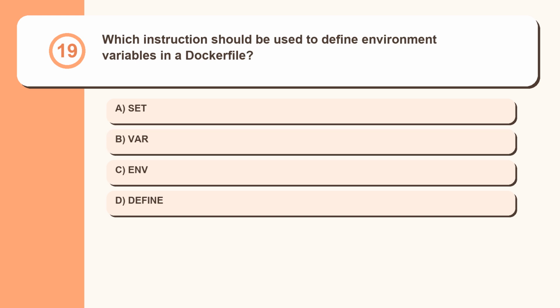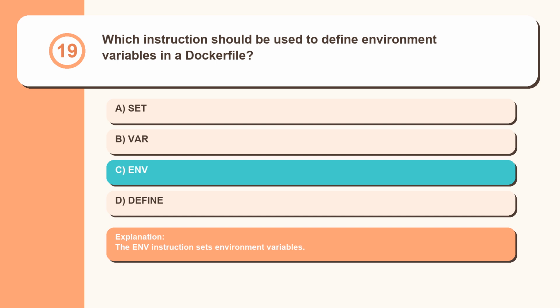Question 19. Which instruction should be used to define environment variables in a Dockerfile? SET, VAR, ENV, DEFINE. The ENV instruction sets environment variables.